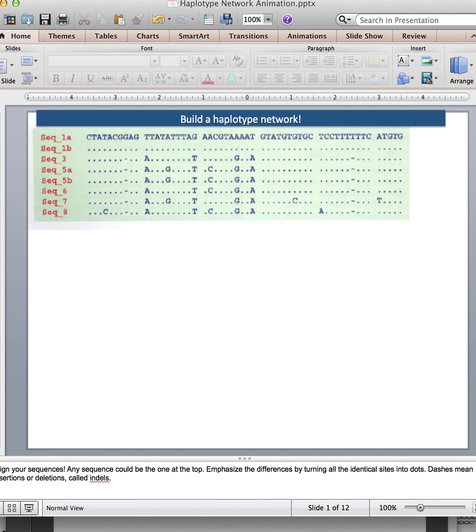Yep, so that's how you make a haplotype network that gets you to that figure in the Albatross paper, figure 2.